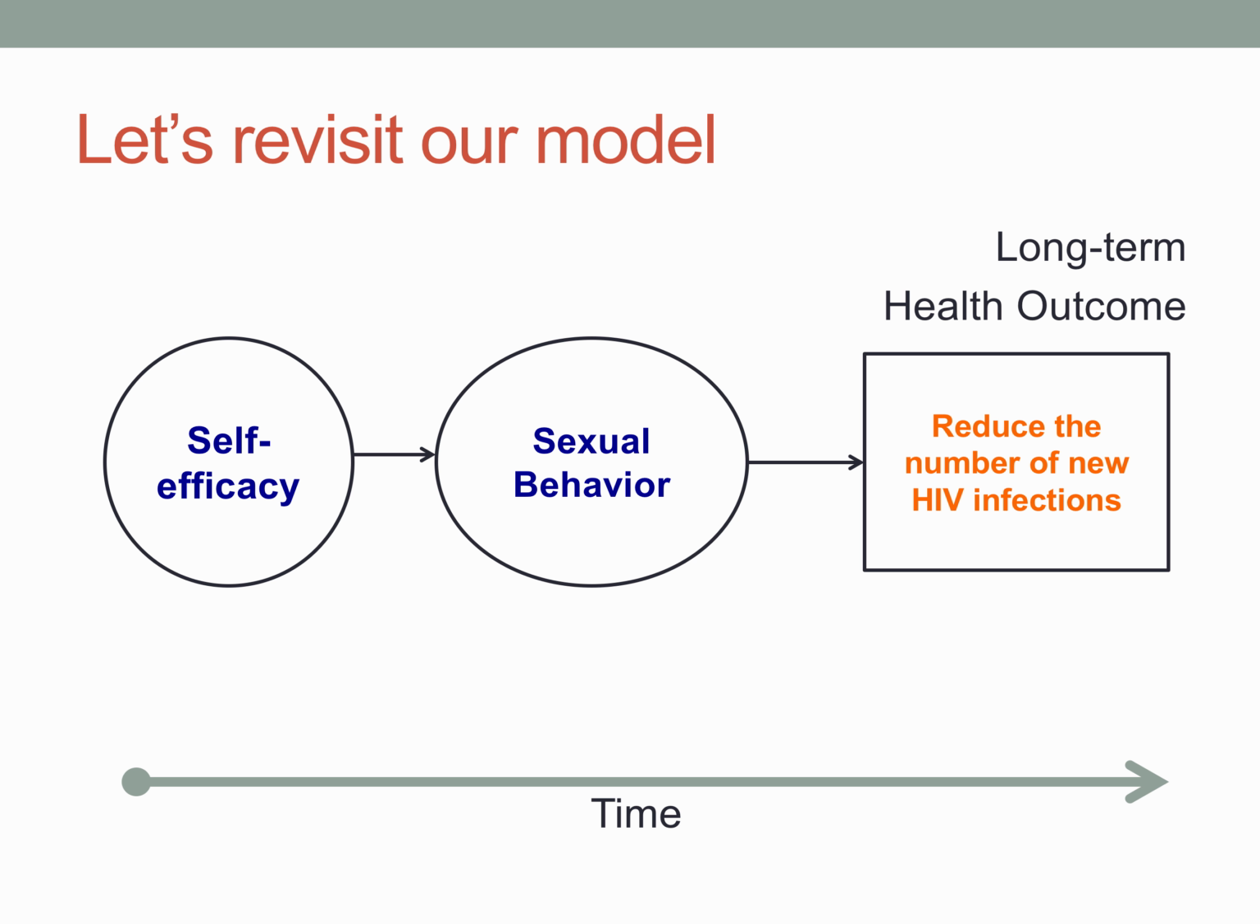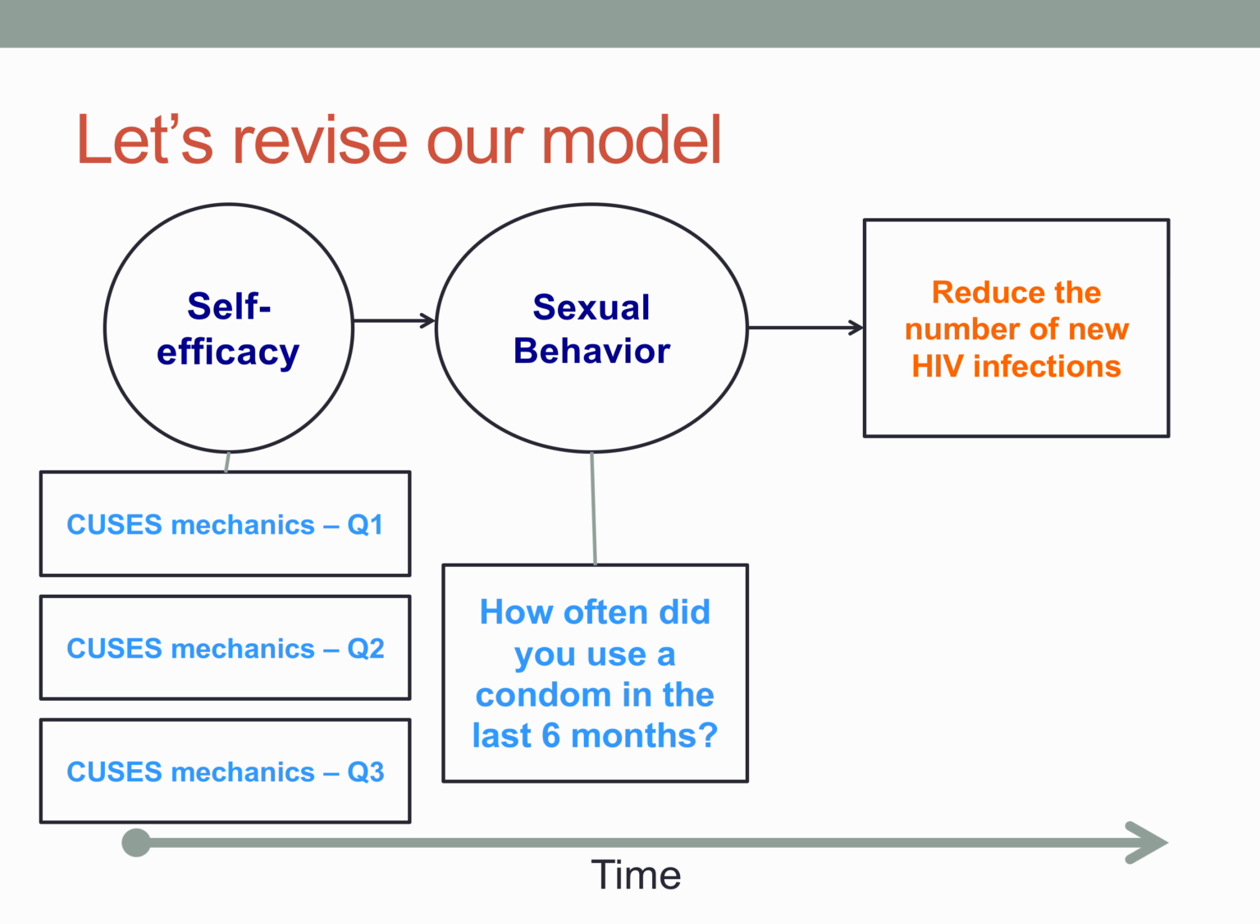So let's revisit our model. So we have our constructs of self-efficacy and sexual behavior. I want to say real quick, do not be confused by this box here of the long-term health outcome, which is to reduce the number of new infections. This is not what we mean by the variable and the symbol of the square or the rectangle. This is simply showing us a long-term health outcome that comes at the end of our model in terms of time. When we look at measuring and turning those constructs into a variable, this is what I mean.